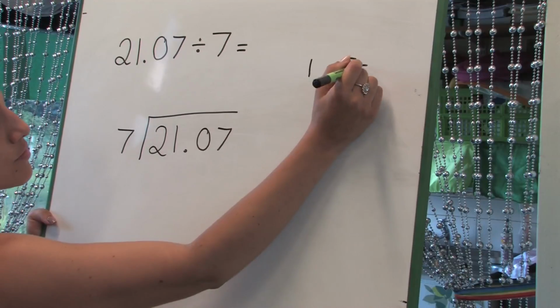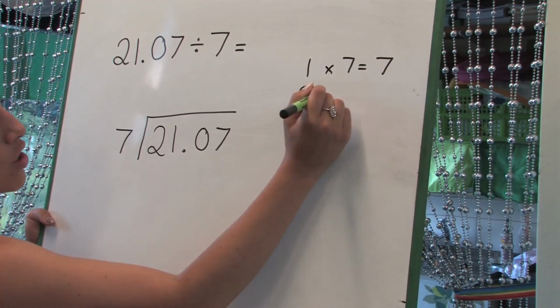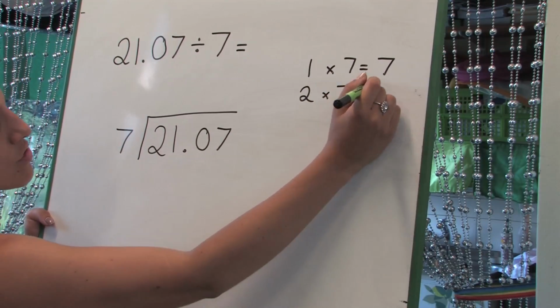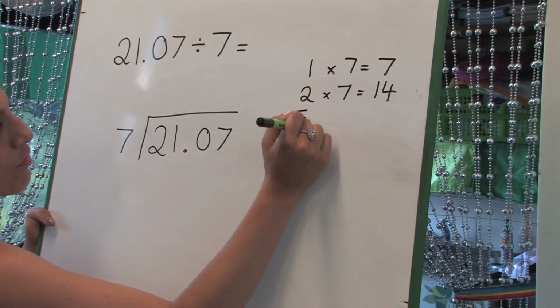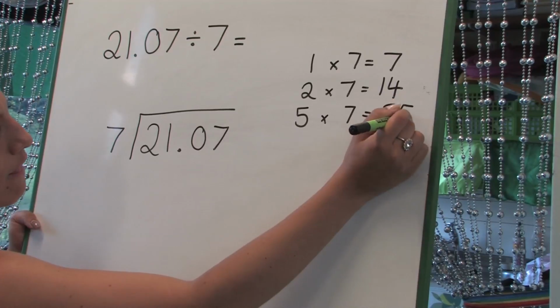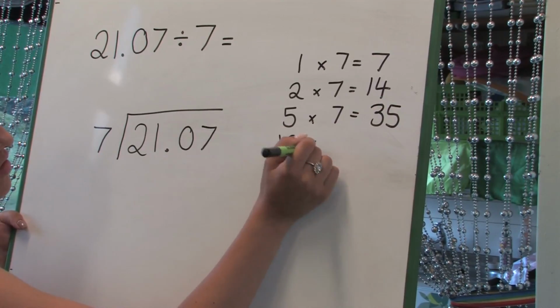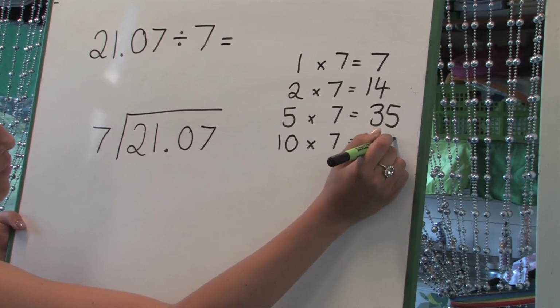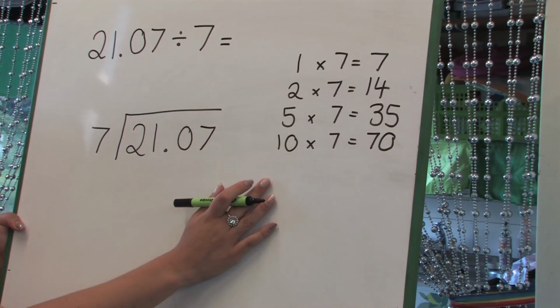So 1 7, 2 7s, 5 7s, and 10 7s. And we can use these to help us.